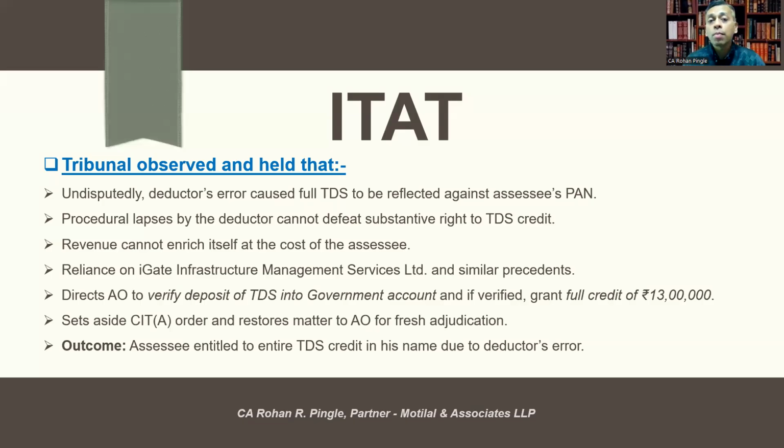Relying on IGET Infrastructure Management Services Limited and similar precedents, it directs the AO to verify the deposit of TDS into the government account and, if verified, grant full credit of rupees 13 lakh. So it set aside the CIT appeals order and restored the matter to the AO for fresh adjudication. The outcome was that the assessee is entitled to the entire TDS credit in his name due to the deductor's error. Very, very important. It means that because of the deductor's gross mistake, the deductee cannot be held liable. So it is in favor of the assessee.